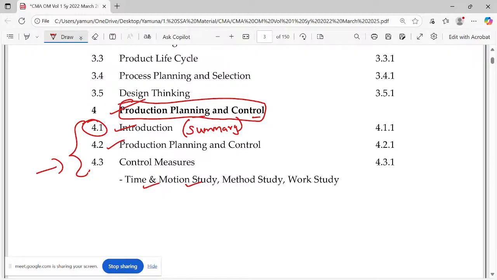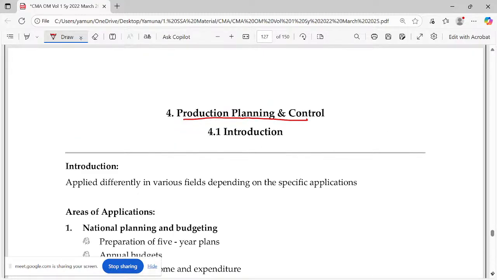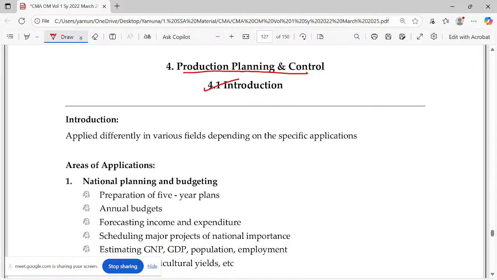What do we mean by study? We're going to analyze what is actually happening, what the current situation is, etc. So this is related to control measures: time and motion study, method study, and work study. Actually, this is a small content. 4.1 is a summary content, but even though it's a summary, it goes for pages and pages. But it's going to be very small compared to other theory contents. So let me go for 4.1.